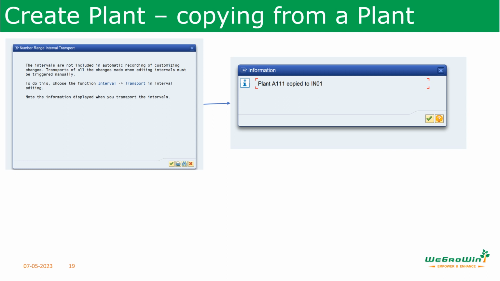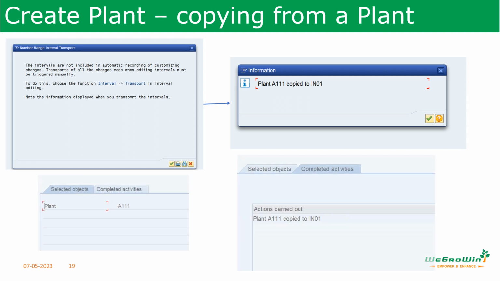These are the further prompts. Let us go along with these prompts. And then a new plant will be saved. Finally, a new plant will be saved by copying the reference plant. So we are seeing here which was the reference plant and also what is the new plant. Both we see here. With this, we created a new plant by copying from another plant.